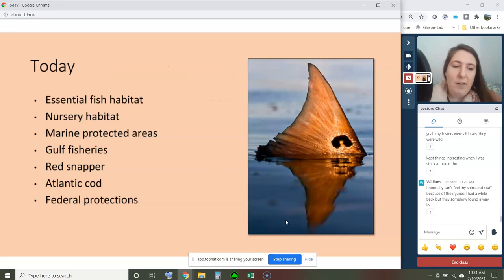So today we're going to cover essential fish habitat, nursery habitat, marine protected areas, Gulf fisheries. We'll talk about two specific fisheries, red snapper and Atlantic cod. And we'll talk about federal protections for fish habitat.